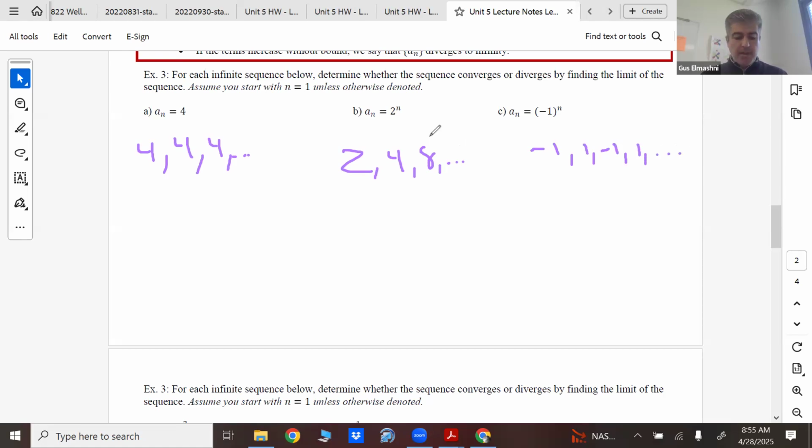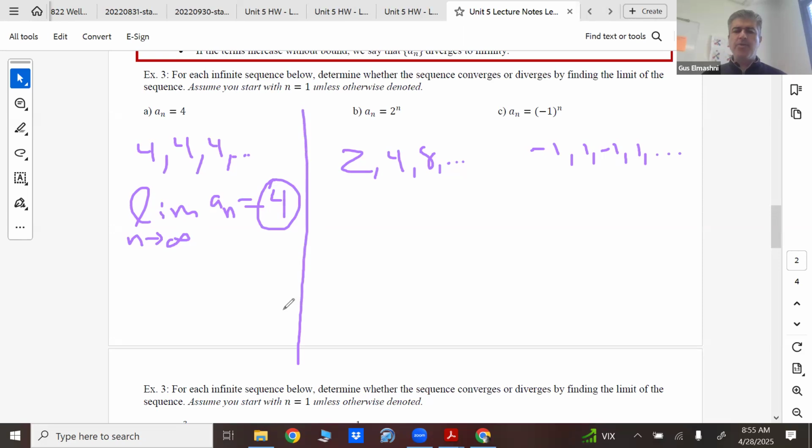Well, if I take the limit, actually, let's think about here. Exactly. If I take a limit of this, it should converge, because it does settle on a certain number. Sorry if I said it diverged. That should converge.